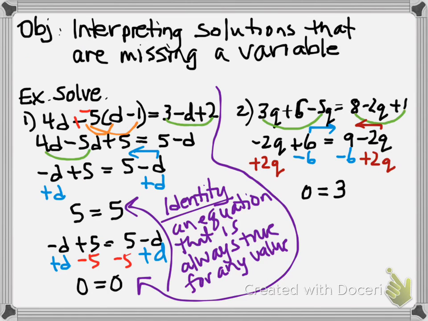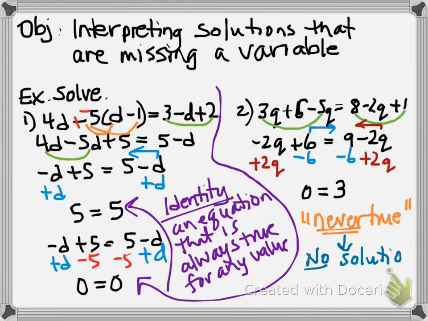So number 2, we got 0 equals 3. So my question is, when does 0 equal 3? So in other words, this is never true. Okay? So if we have something that's never true, what letter does never start with? N. So we're going to write our answers as no solution. Okay? That would be one option.